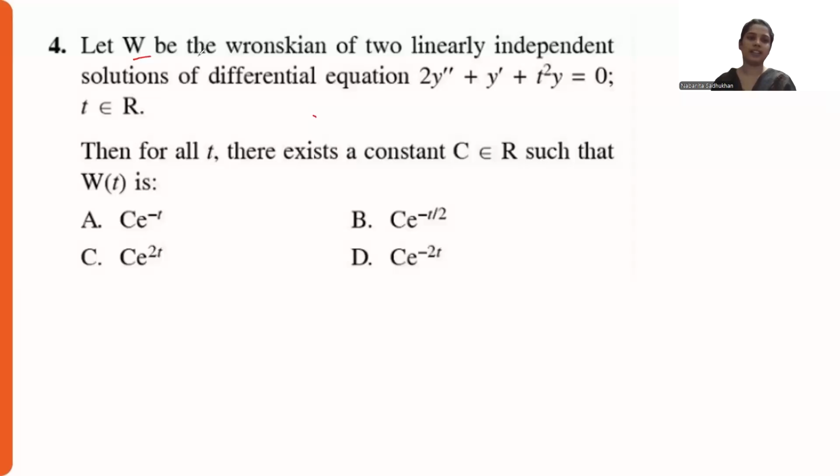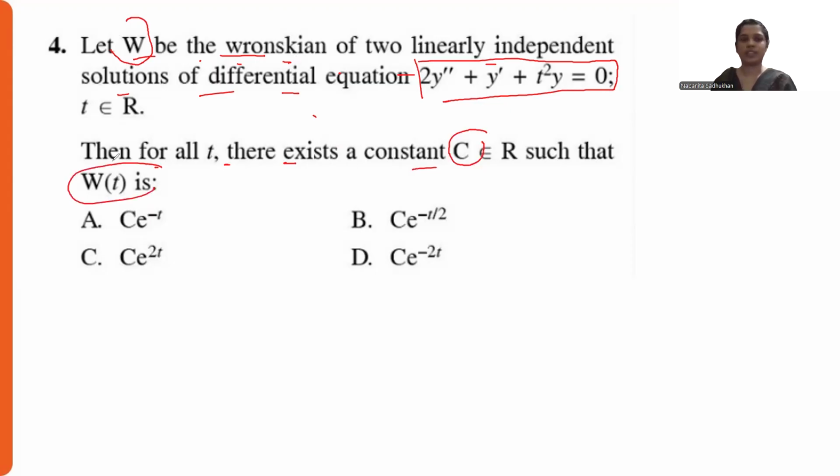Okay, now here they are saying that suppose W is the Wronskian of two linearly independent solutions of the differential equation. So we have that this is our differential equation that is given to us, and they have defined W to be the Wronskian, okay? And then for all values of t, we are going to get a constant c. So what will the Wronskian be? That's what they're asking about.